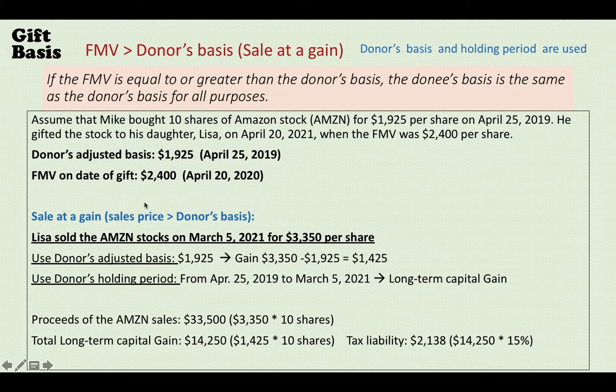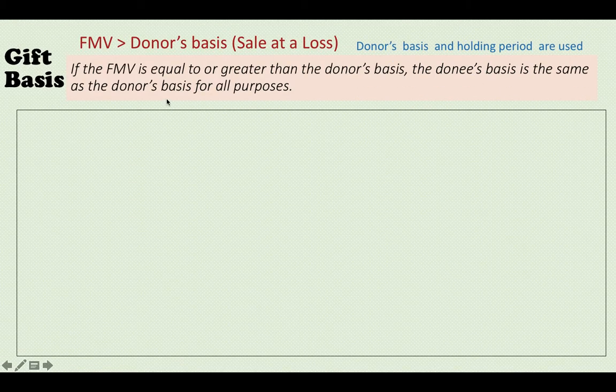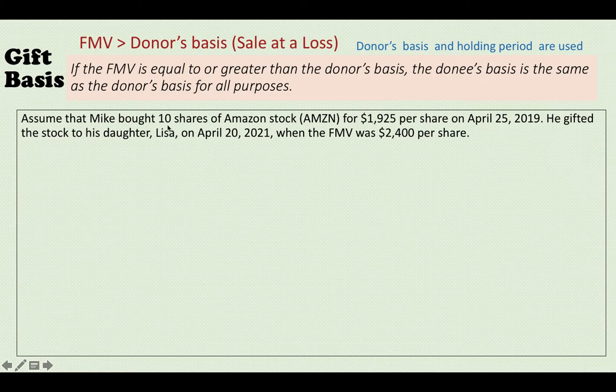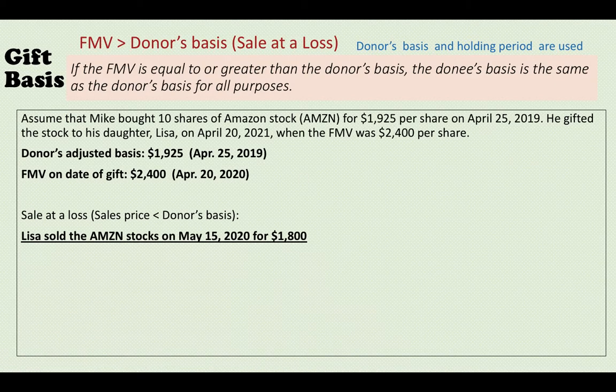What happens if Lisa sells the stock at a price less than the donor's basis? Let's see this example again. When the fair market value is greater than the donor's basis and the donee sells at a loss, the donor's basis and holding period are used. This is exactly the same situation, we just change the side: sales at a loss. On May 15, she sells at a loss, at 1,800.